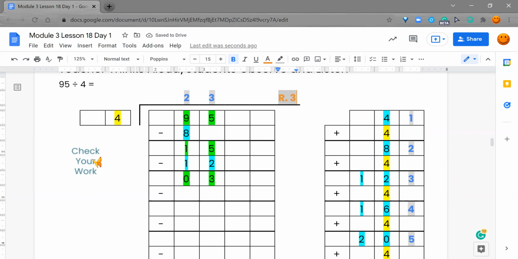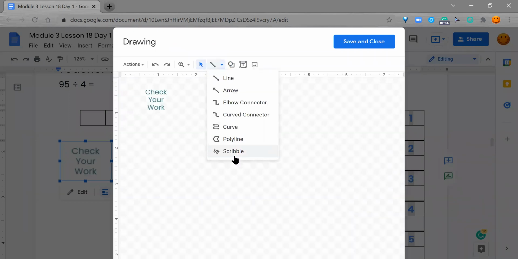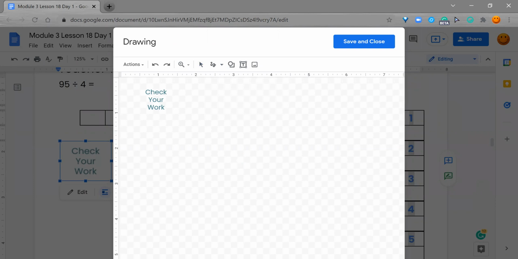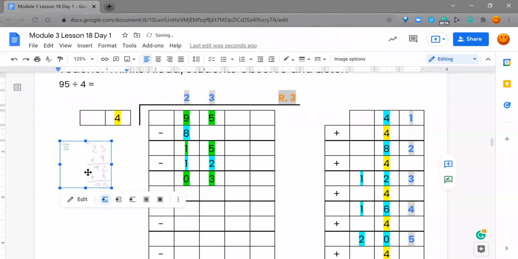And now we're going to check our work. We have to do 23 times 4 plus 3. So I'm going to bounce into our drawing tool. 23 times 4. 4 times 3 is 12. 4 times 2 is 8, plus 1. And we need to add 3. 2 plus 3 is 5, and 9 plus 0 is 9. And 95 is our dividend. And this is how we check.